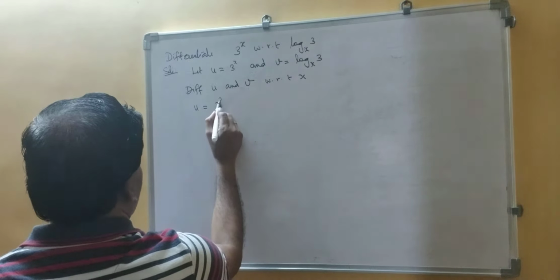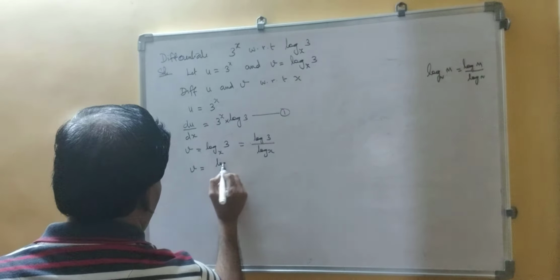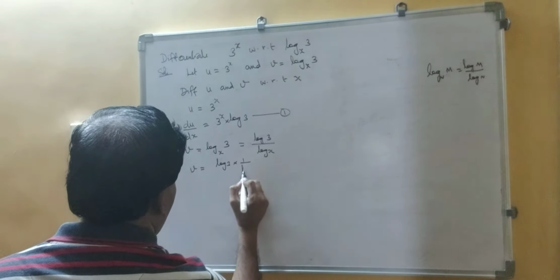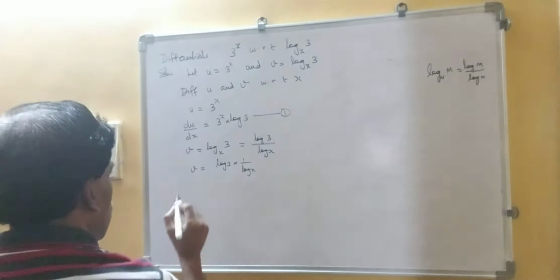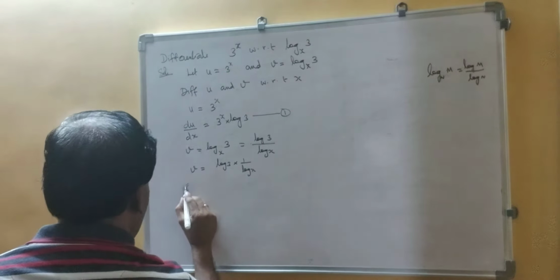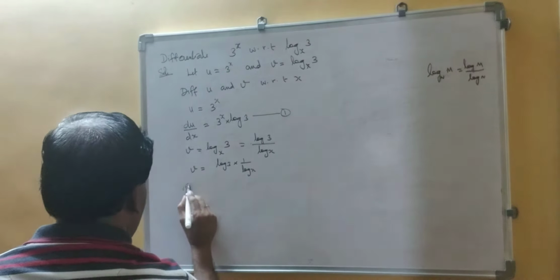Now v equal to log 3 base x. That means what is the formula? Log m base n equal to log m upon log n. So it is log 3 upon log x. That means v equal to log 3 into 1 upon log x, because log 3 is a multiplicative constant.